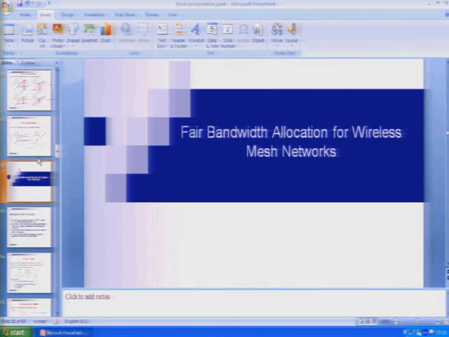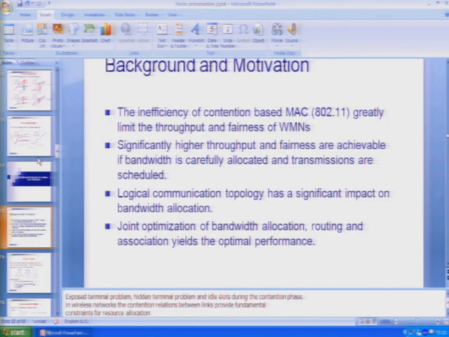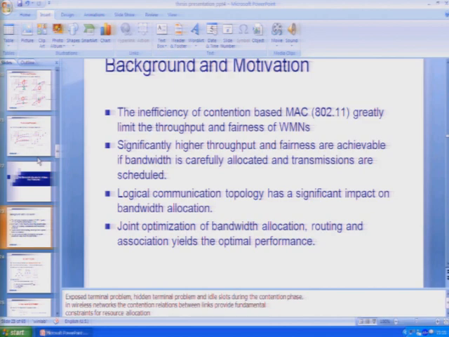And now the second part of our work is the fair bandwidth allocation for wireless mesh networks. The inefficiency of contention-based MAC greatly limits the throughput and fairness of wireless mesh networks. It is widely believed that significantly higher throughput and fairness are achievable if bandwidth is carefully allocated and transmissions are scheduled. And we also note that logical communication topology has a significant impact on bandwidth allocation. So joint optimization of bandwidth allocation, routing, and association yields the optimal performance.